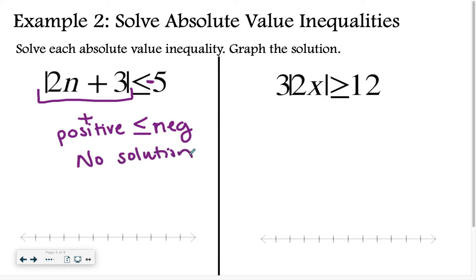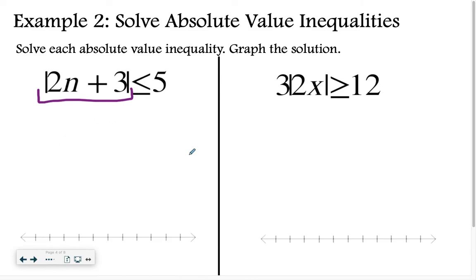Okay? So if you ever have a positive is less than or equal to a negative, that is a no solution. But I'm going to jump back and solve this one. So I have absolute values all by itself, so I can jump right into case 1 and case 2.